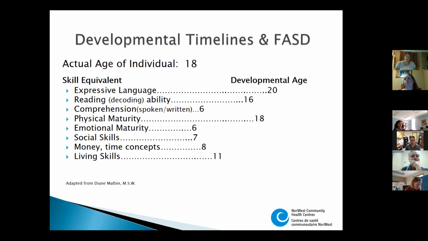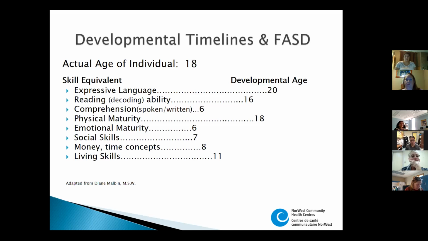You may see it in behaviors, you may see it in schooling, you may see it in inability to maintain employment. This individual has the reading ability of a 16-year-old. They can decode the words just fine, sound them out, say them, but the comprehension level of a 6-year-old, of the spoken word and the written word. So you can see that there is going to be a problem when you're trying to work with individuals who don't necessarily understand what words mean.